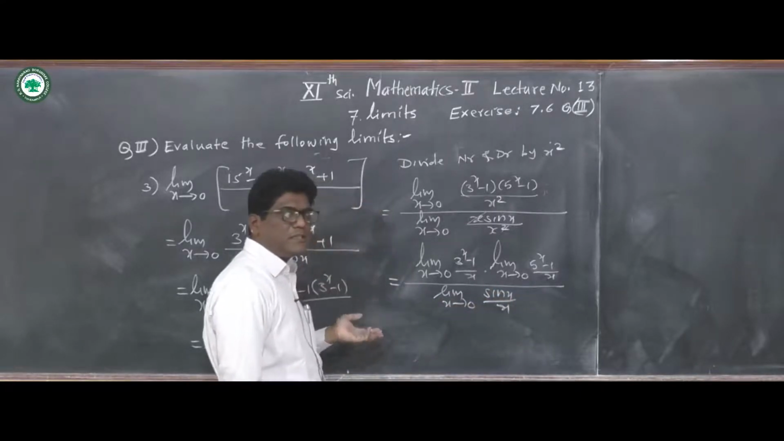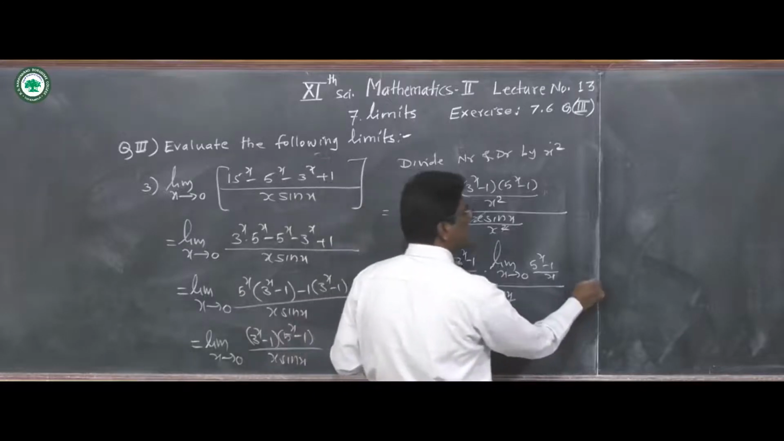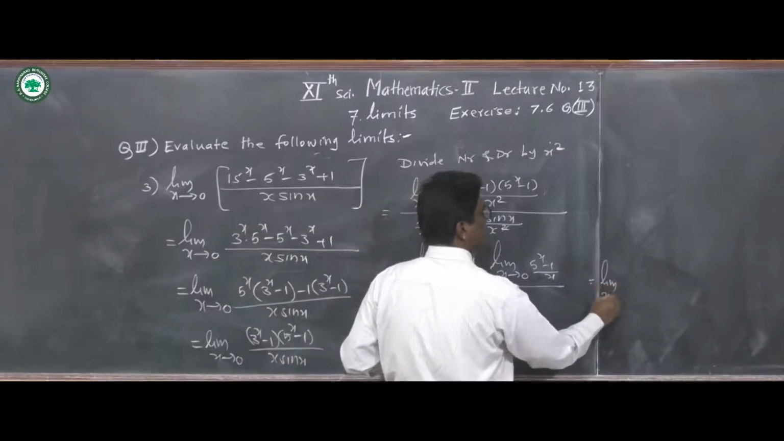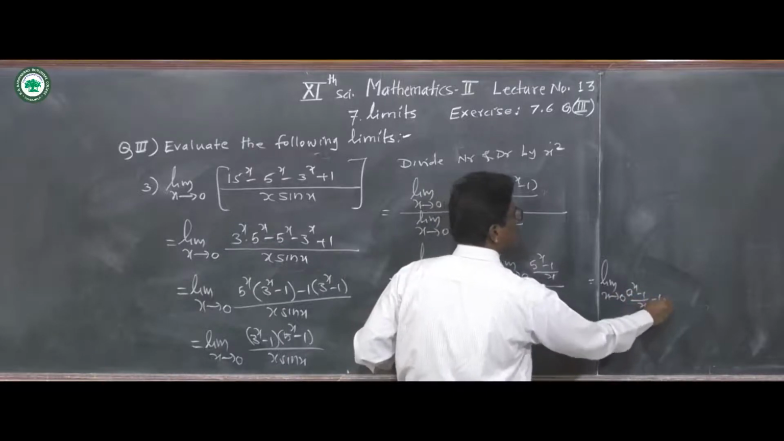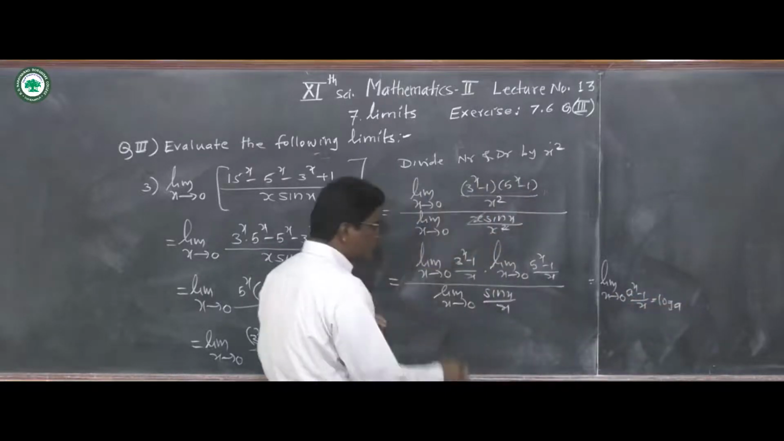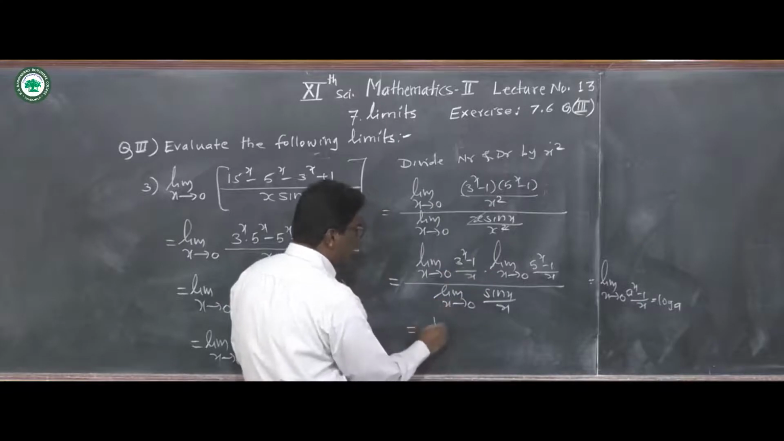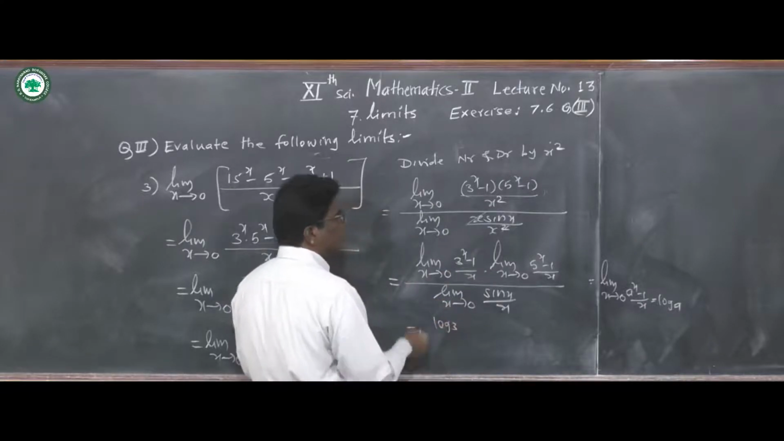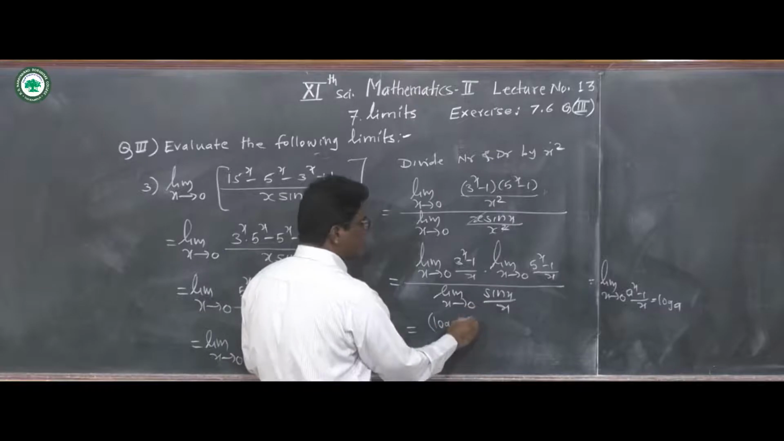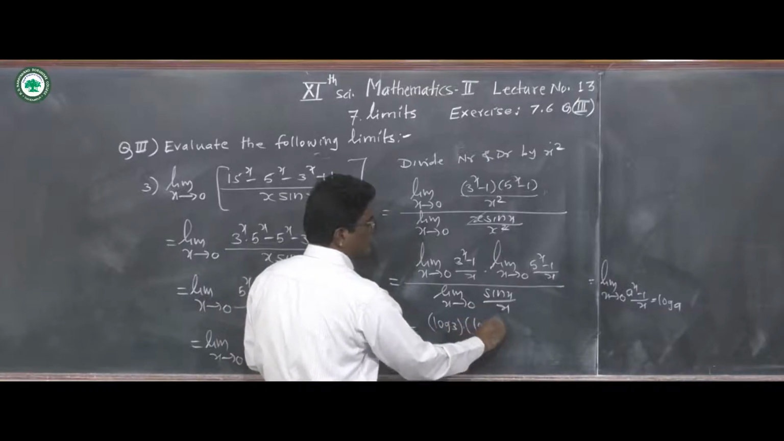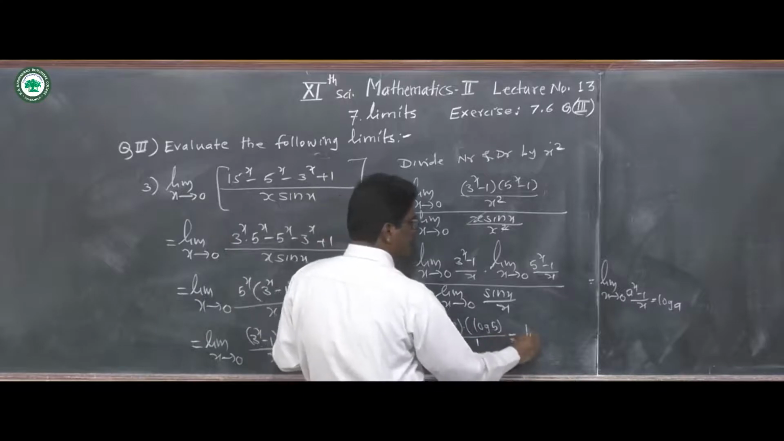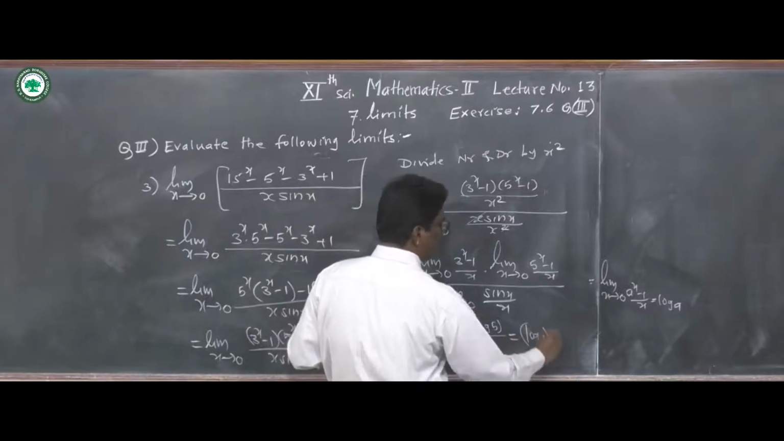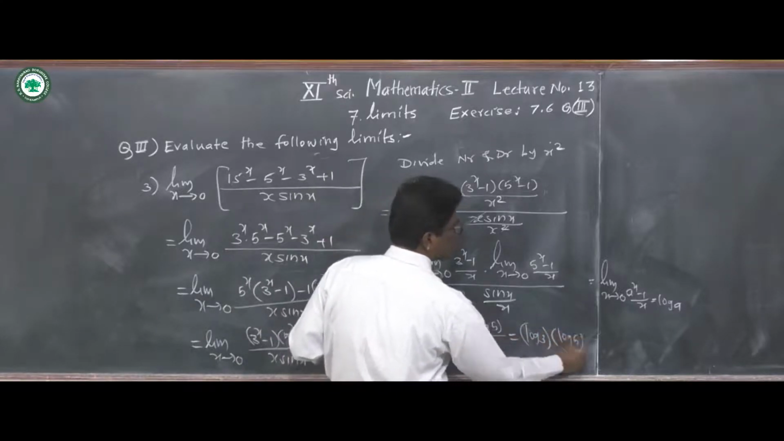And now use the standard formula. Which formula? That is limit as x tends to 0 of a to the power x minus 1 upon x, which is equal to log of a. So the solution of this is log of 3, into log of 5, divided by 1. So the final solution is log of 3 into log of 5.